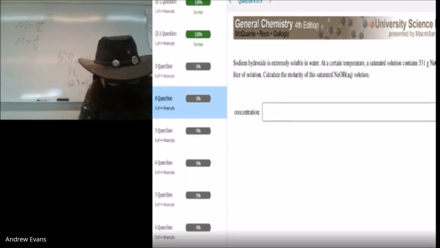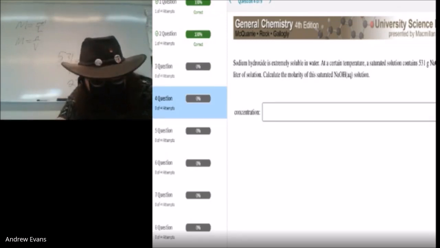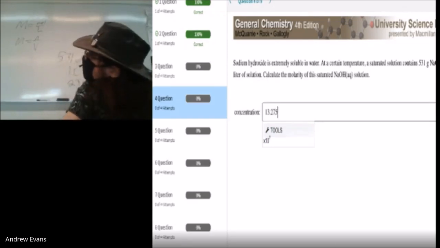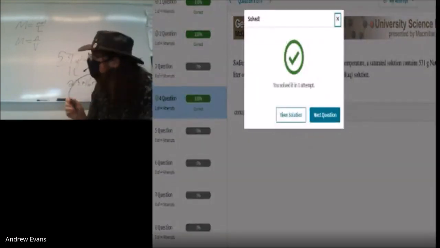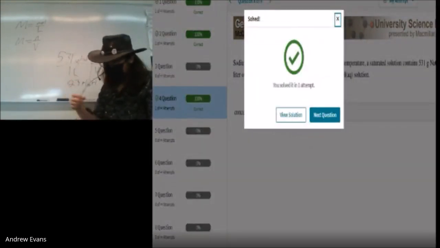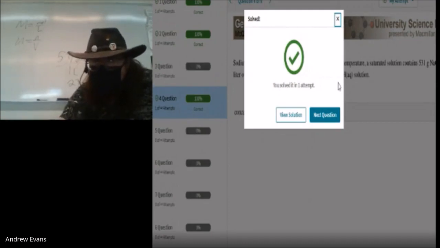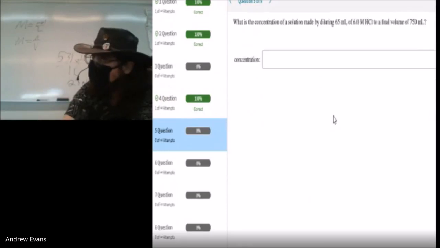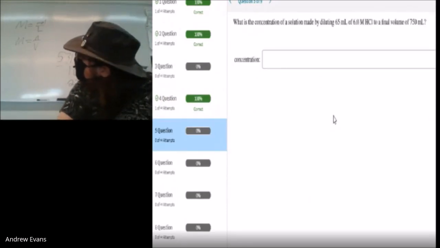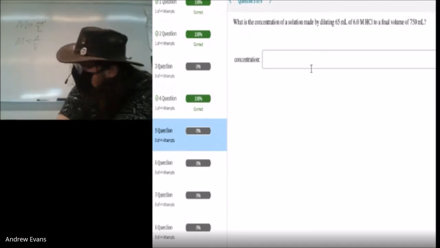So 431 divided by 40 gives us a crazy concentrated solution of 13.275. It's really concentrated. It's dangerously concentrated. Okay. But so we can turn grams to moles to molarity, or moles to moles. Okay, so there's a first dilution one.